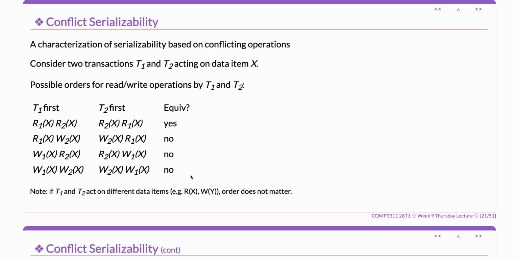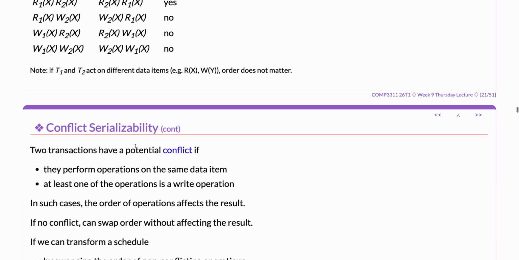So two operations are conflicting operations only if they are operating on the same data item, they are from different transactions, and also one of the operations is a write. So basically, if two transactions are both reading the same thing, then there is no conflict. But if I'm reading something and then you're writing on it, or if I'm writing on it and you're reading something I've written, then we have a conflict.